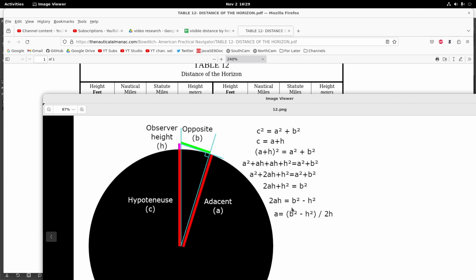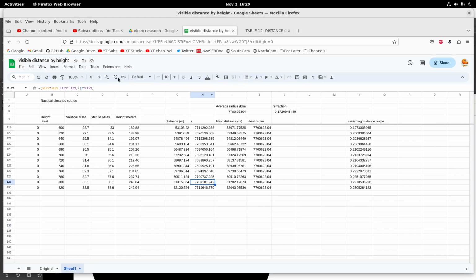I square that minus the square of the observer height that I will also use in meters, and then I divide that by 2 times my observer height in meters, and that should give me the radius of the Earth in meters. And that is this formula right here.